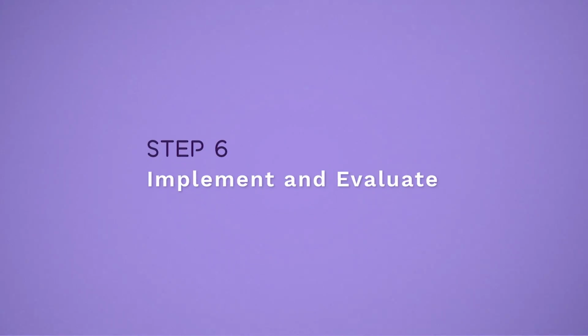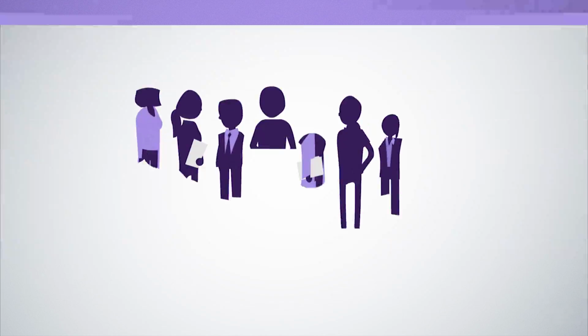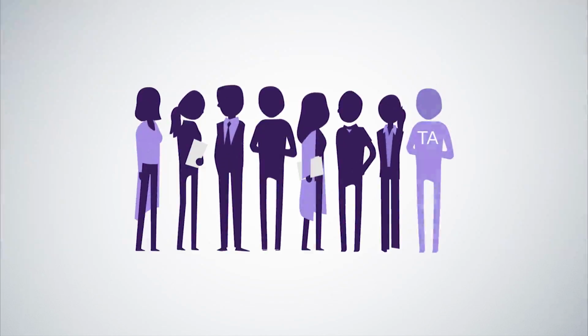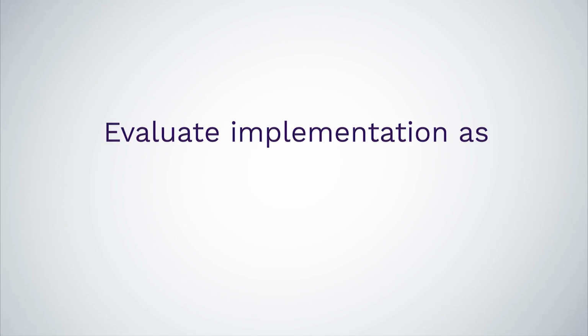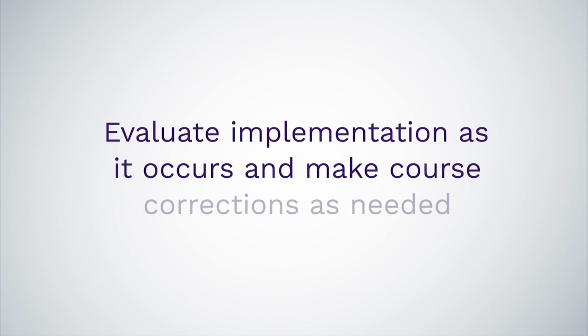Step 6. Implement and evaluate. During the review process, issues may arise that require technical assistance. Technical assistance is available to support review committees. Evaluate implementation as it occurs and make adjustments or course corrections as needed.